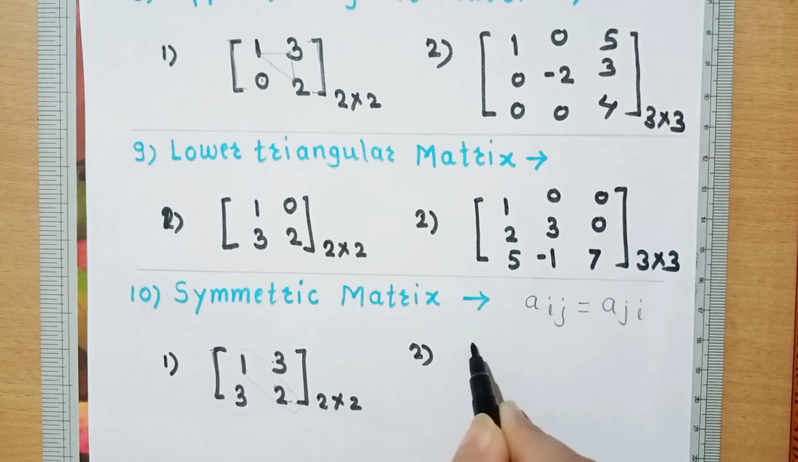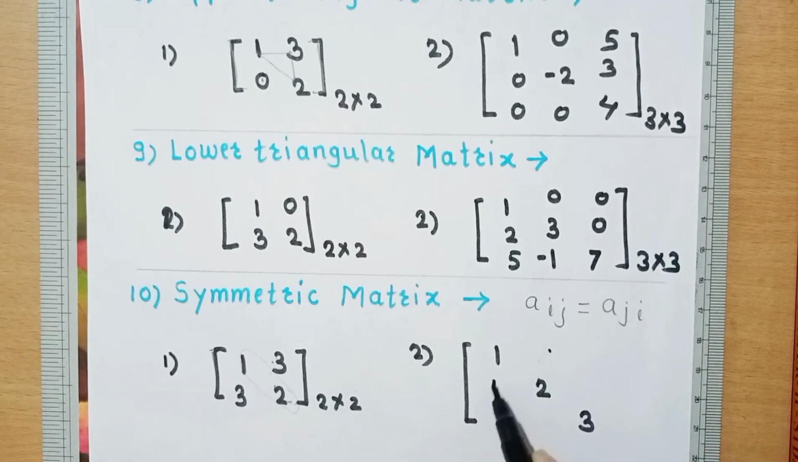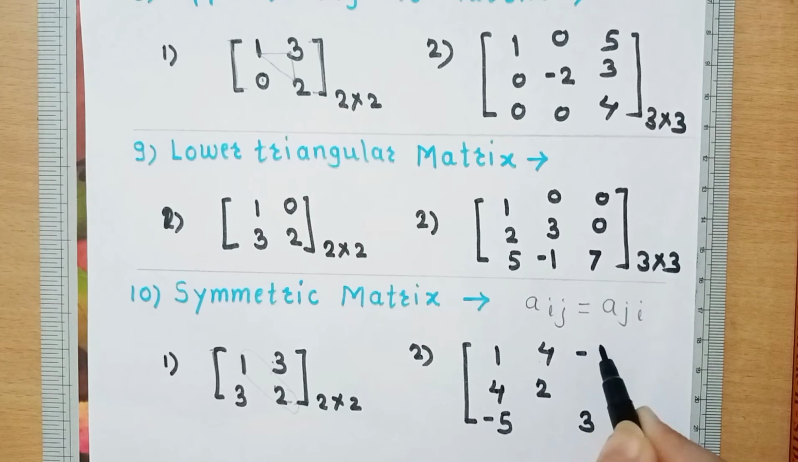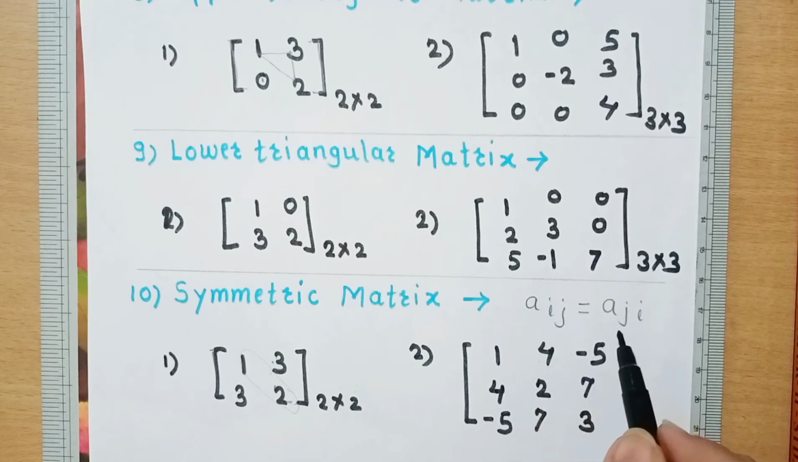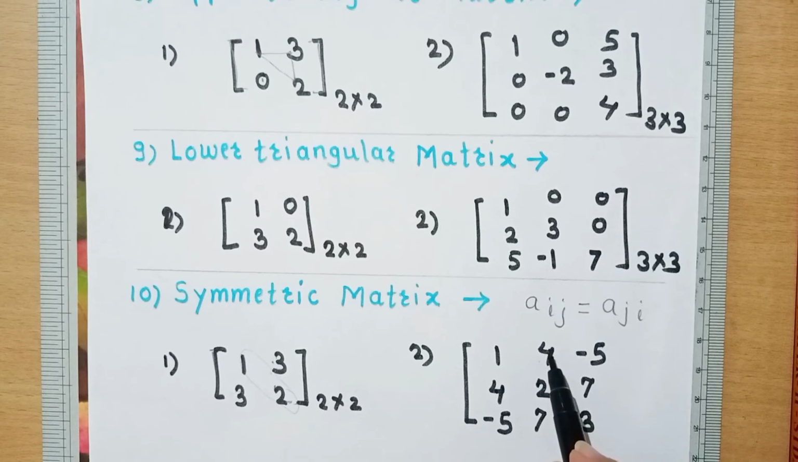Consider second example, and this element is same. Suppose I am writing 4, then here also 4. Suppose I am writing here minus 5, then this should be minus 5. Here 7, then this is also 7. What is the rule? Aij equal to Aji means A12 is equal to A21. A13 equal to A31. This is 3 by 3 matrix.